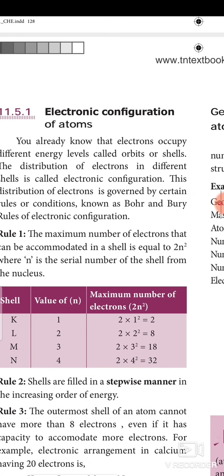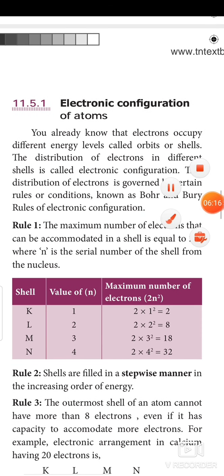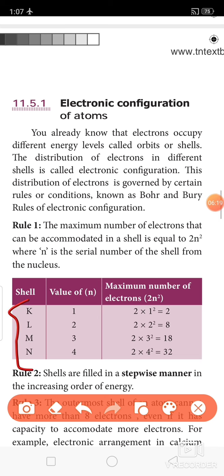So you also know electrons occupy different energy levels called orbit or shell. The distribution of electrons in different shells is called electronic configuration. This distribution of electrons is governed by certain rules or conditions, known as Bohr-Bury rules of electronic configuration. So let's see the shell names. K, L, M, N, these are all the shell names, and the value of n in each shell is 1, 2, 3, 4. Okay.